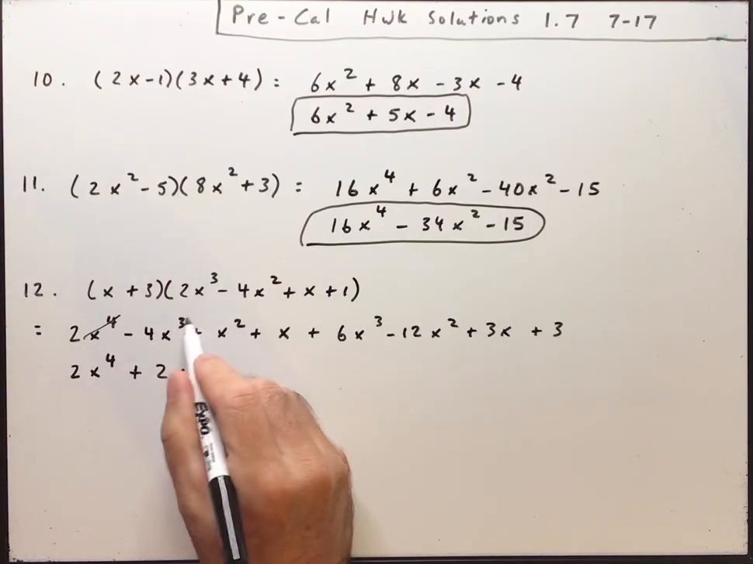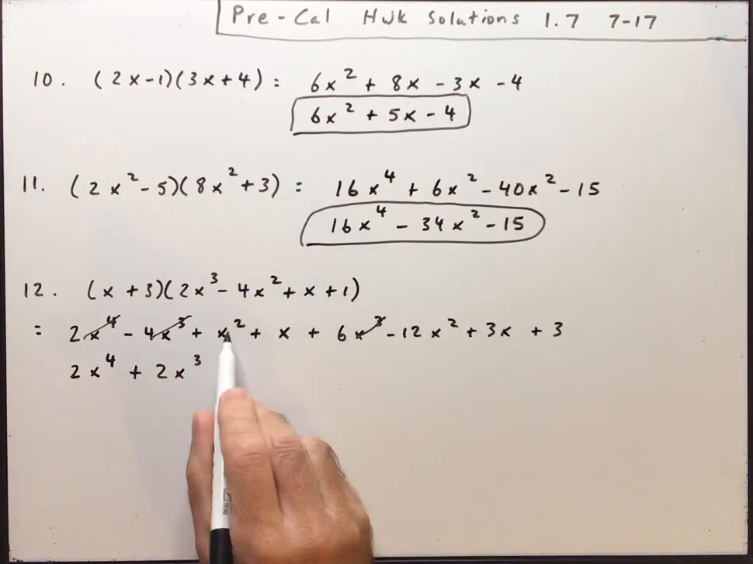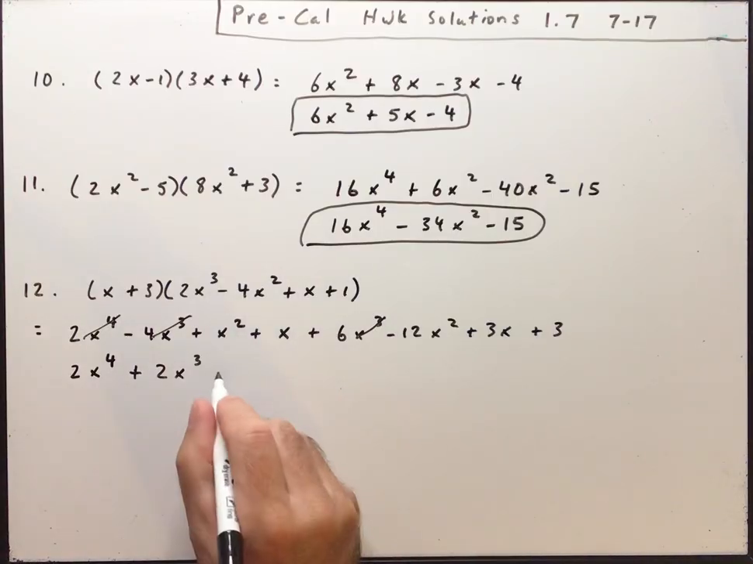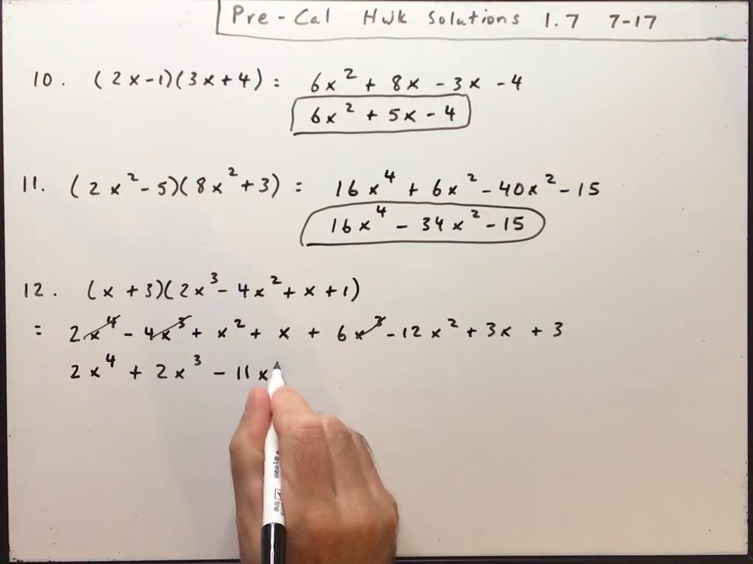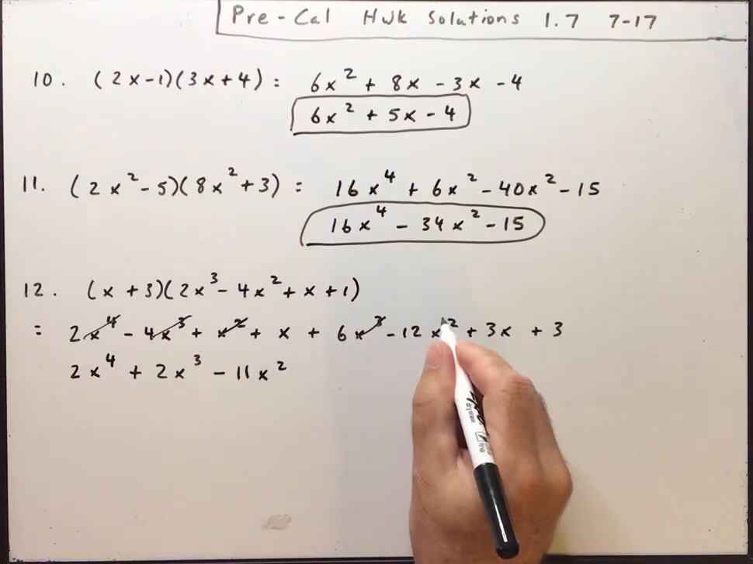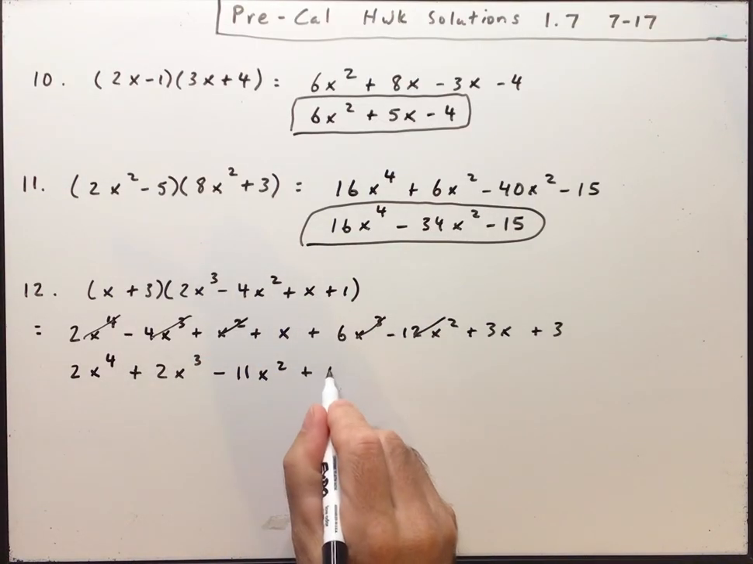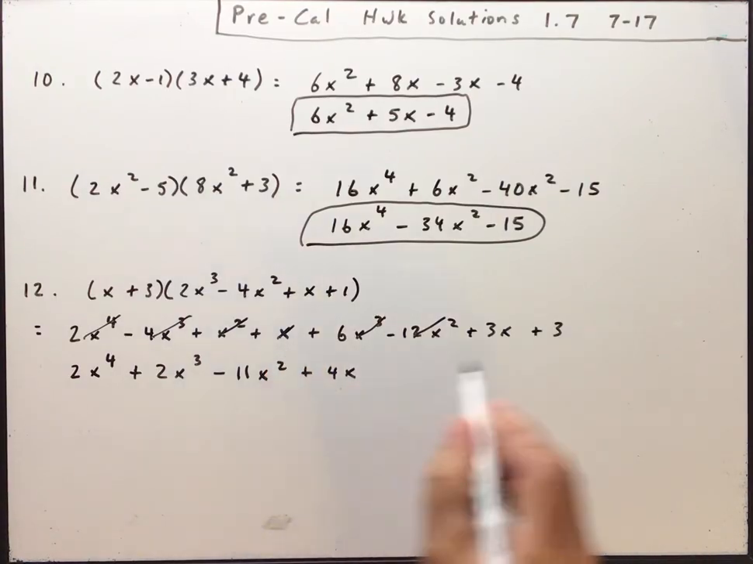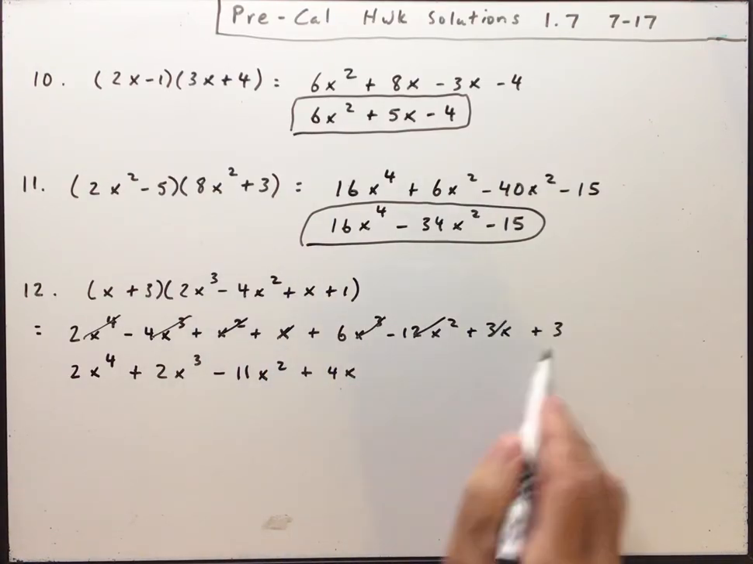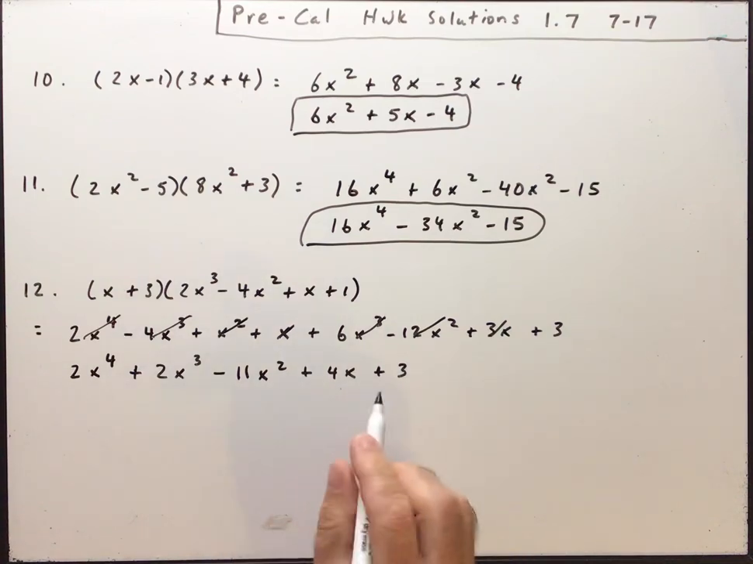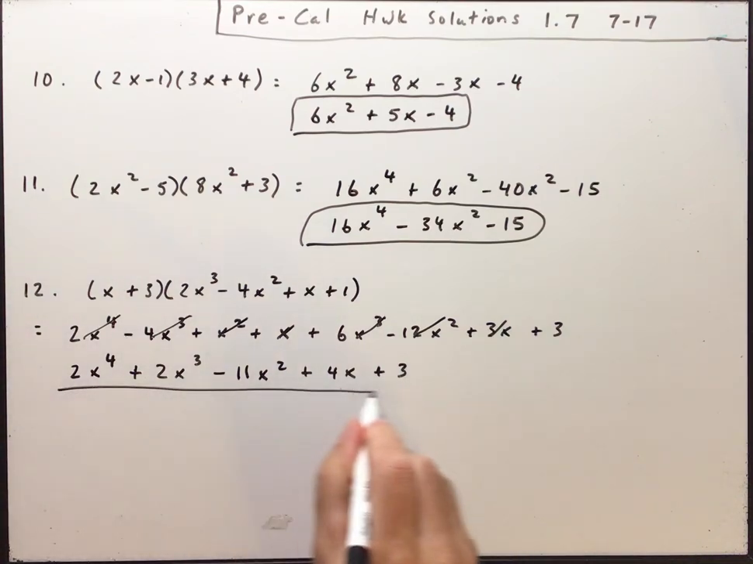All right, so we can cross that out. The x cubed terms, x squared, negative 12x squared, so it would be minus 11x squared. So we can knock those out. X and 3x, so plus 4x. Pow, pow. And then all that's left is the plus 3. So we were able to whittle it down to 5 terms.